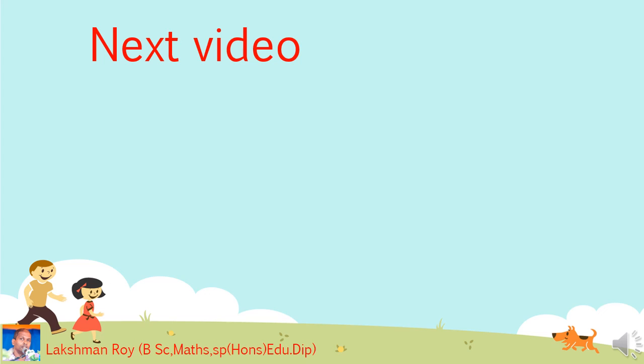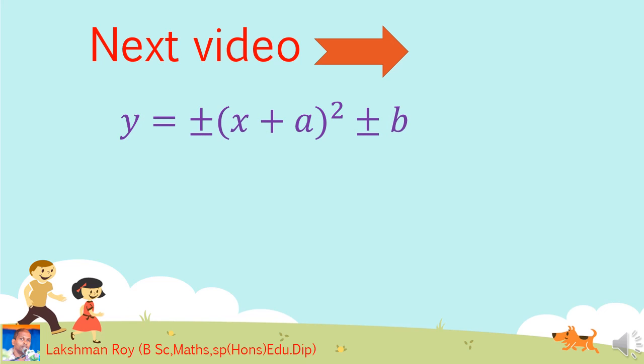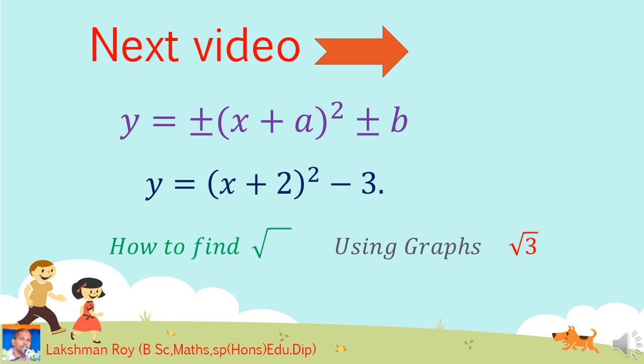Alright students, in the next video you can learn this type of graph. I'll discuss with you y equals plus or minus (x plus a) square plus or minus b type graphs. So keep in touch. This is an example I am going to explain with you: y equals (x plus 2) square minus 3 type graphs, right? Also how to find square roots using a graph. In this example I discussed with you how to find the square root of 3 using a graph.